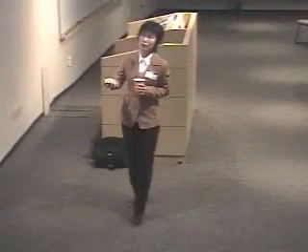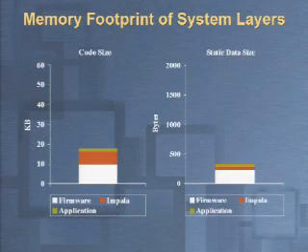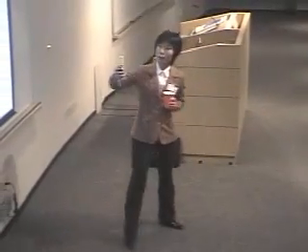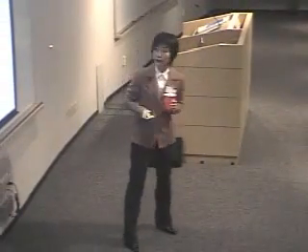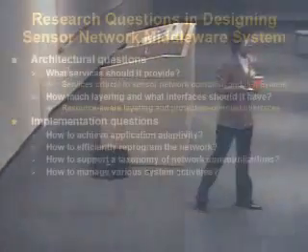This graph shows the memory footprint of the different system layers. Remember that currently we only have 60 kilobytes of code memory and 2 kilobytes of data memory. Currently our system consumes about 1/3 of the entire code memory, and our static data consumes 1/6 of the entire data memory. That leaves sufficient space for future system expansions.